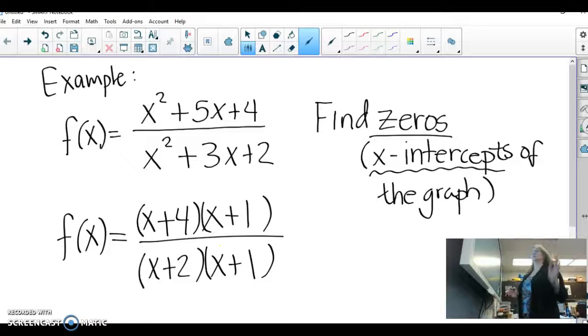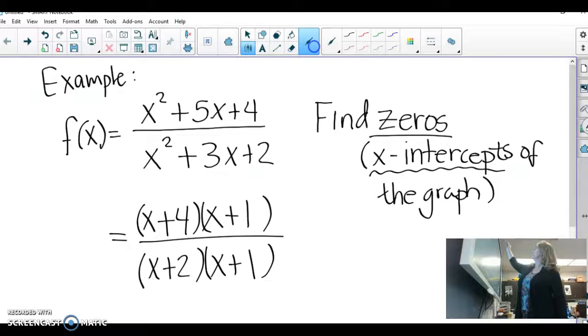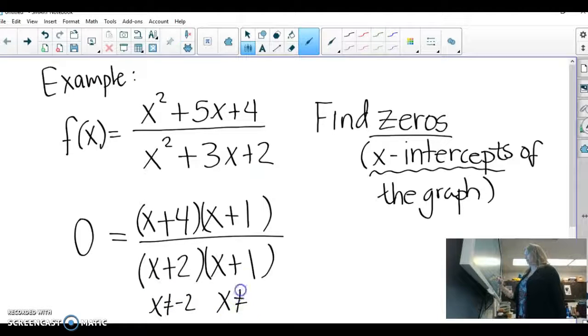Okay, so to find zeros of a function, it's where the whole function is equal to 0. So we want to determine where f of x equals 0, because when the y-coordinate is 0, we are crossing the x-axis. Those are your x-intercepts. So if you look at this function, a fraction will be 0 where the numerator is 0. Only where the numerator is 0, because if the denominator is 0, the function is undefined. So it's undefined at negative 2, so x can't be negative 2, and x cannot equal negative 1.